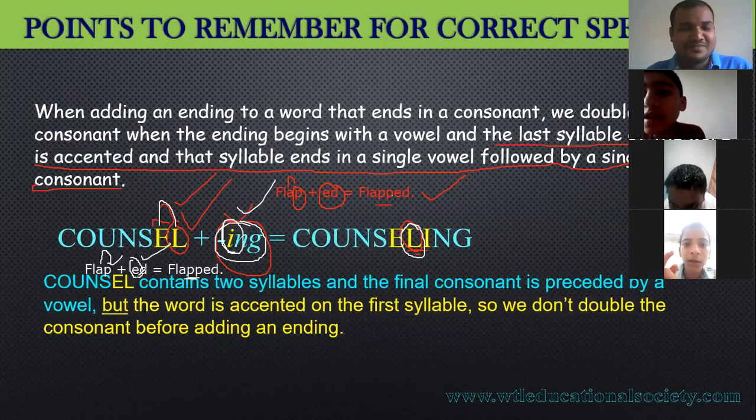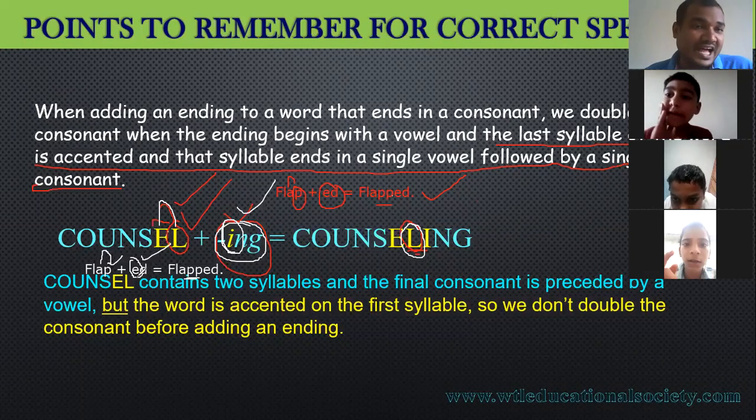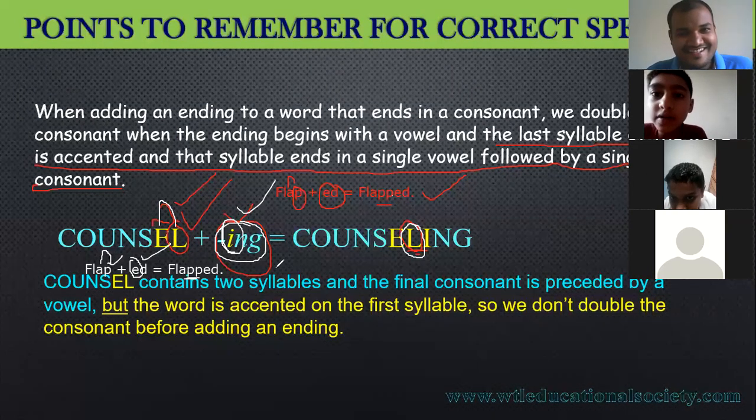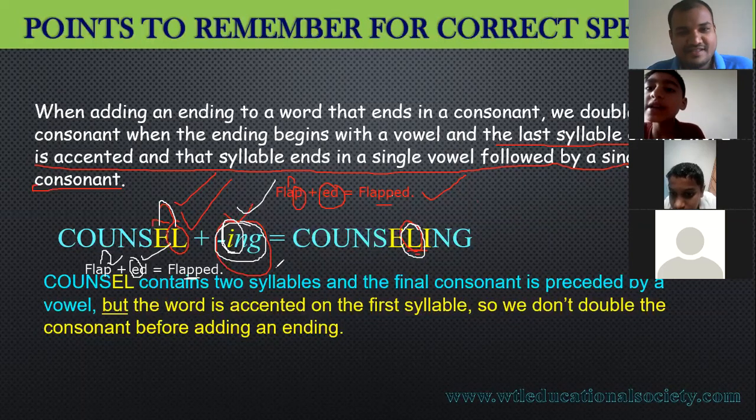So the rule is the same, the concept is the same. Then why did we double at flapped? Why are we not doubling here in counseling? The answer is in flapped: the last letter is D, and before it is a vowel. But in counseling, before N is a consonant. So the concept is different.